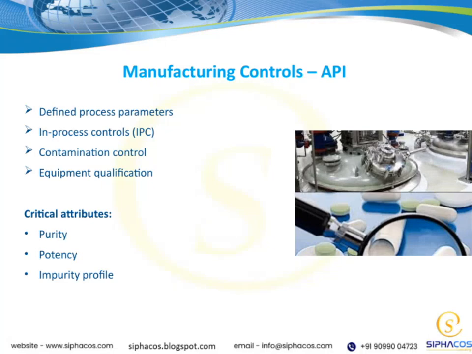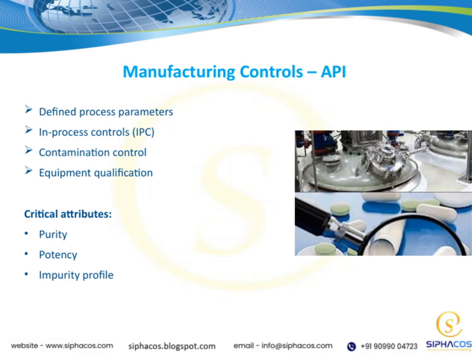Let's talk about manufacturing controls for the API. First, we need to establish defined process parameters, which are the specific conditions under which the manufacturing process is optimized and controlled. These parameters are crucial to ensure consistency and quality throughout production. Next, in-process controls, or IPC, are checks and measurements taken during the manufacturing process itself. These help us monitor the process in real time and make adjustments if needed, ensuring everything stays on track.